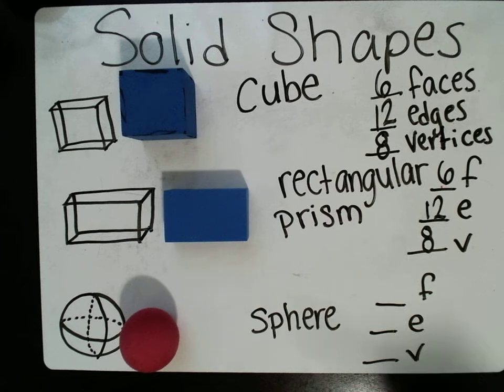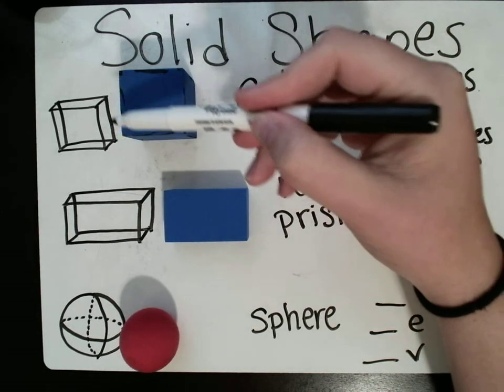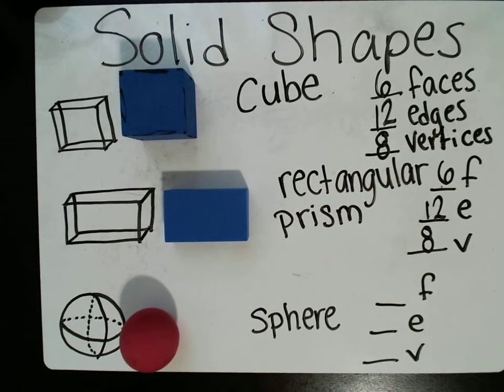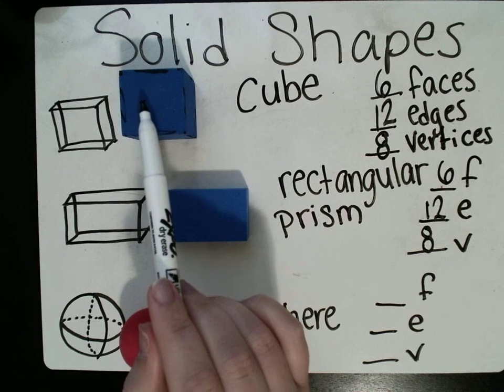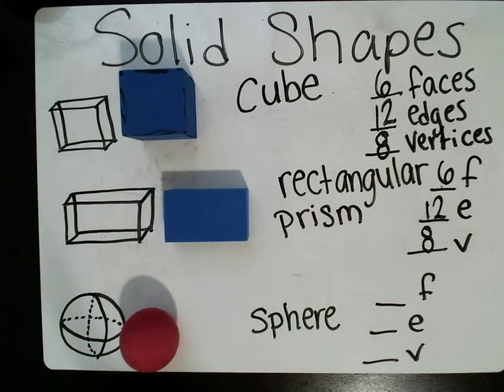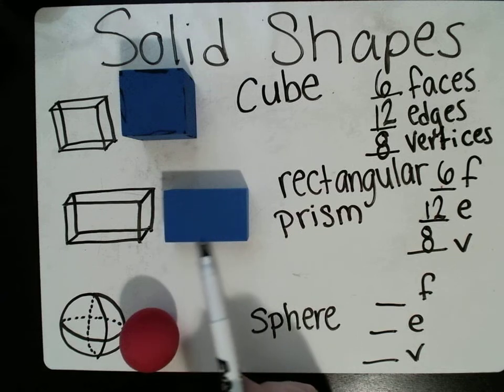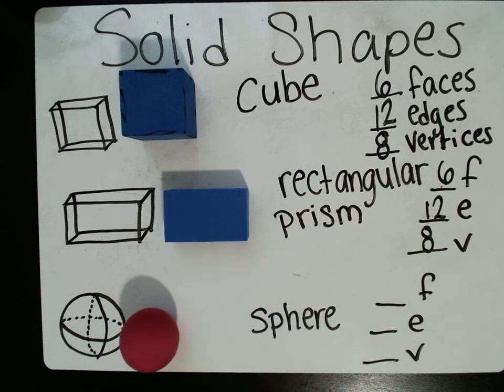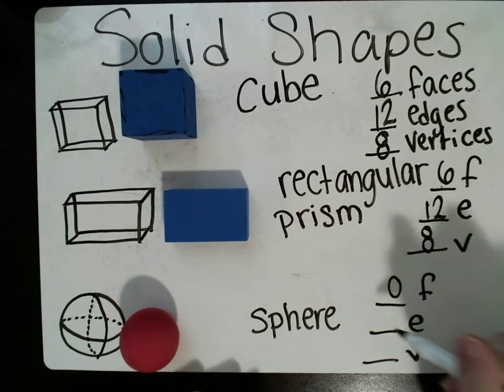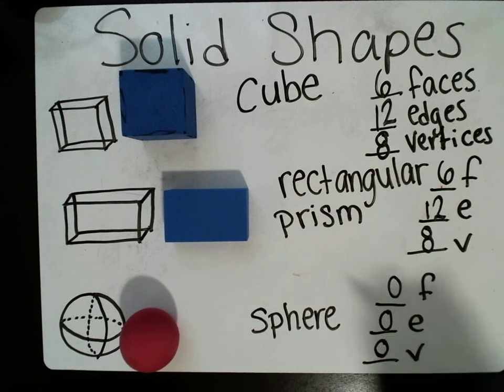But again, each of these edges in a cube are equal. They are the same length. All of the faces on a cube are a square. So you need 6 squares to make up a cube because there are 6 faces. A rectangular prism has 2 long edges and 2 short edges, which means all of the faces are made up of, you guessed it, rectangles. Our last shape, just like a circle, is very easy. There are no faces, there are no edges, and there are no vertices. So that is a very, very simple one.